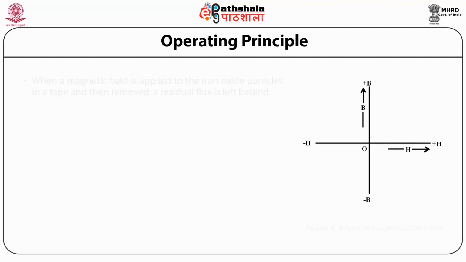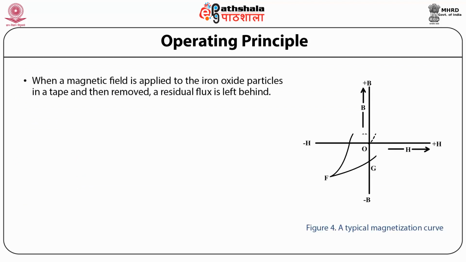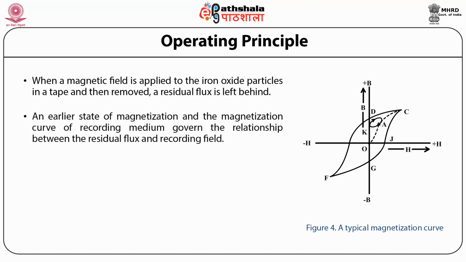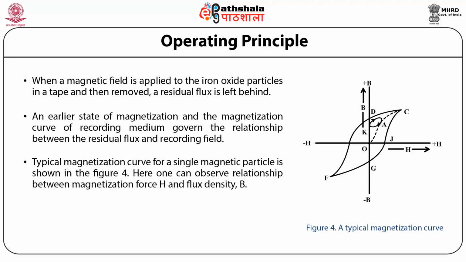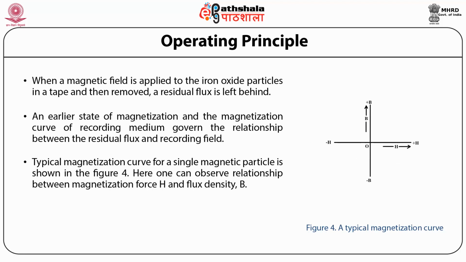Operating principle. When a magnetic flux is applied to the iron oxide particles in a tape and then removed, a residual flux is left behind. The earlier state of magnetization and the magnetization curve of the recording medium govern the relationship between the residual flux and the recording field. A typical magnetization curve for a single magnetic particle is shown in figure 4. Here one can observe the relationship between magnetization force H and flux density B.